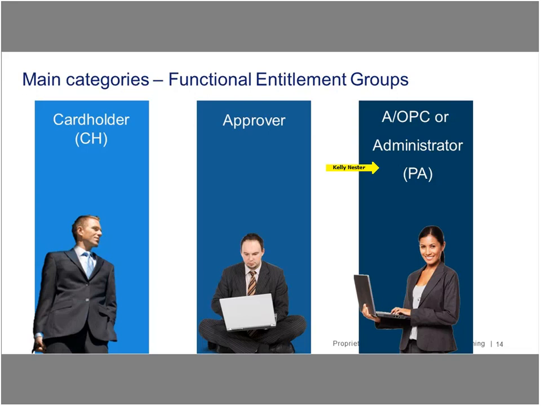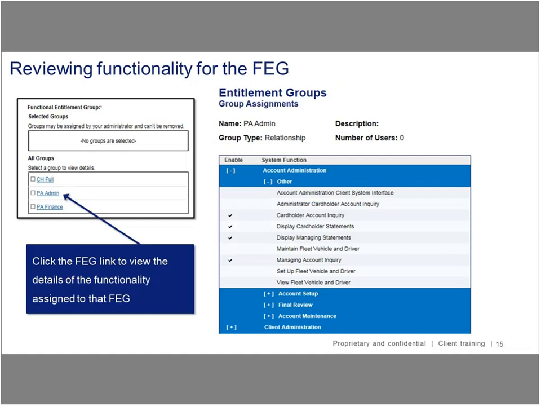And to be able to see what is involved in the functional entitlement groups, you can actually click on the link here of the functional entitlement group name, and it will take you to a page that looks like this. In these little brackets here are plus and minus signs, so you can expand or collapse, kind of like your file explorer. And then you'll see check marks indicated next to all of the functions that are included in that functional entitlement group.